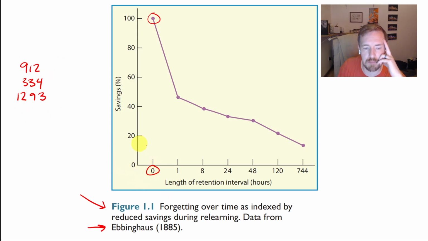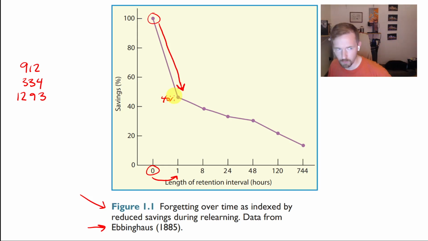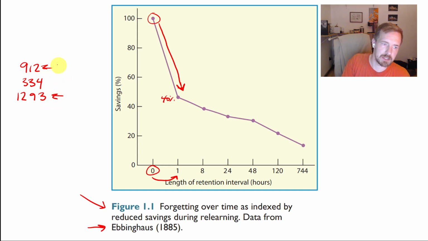So if you get this number and then you have to wait a full hour, you can see that most people's accuracy drops down to about 40%, which is pretty embarrassing, right? They've forgotten most of that number already. Maybe they remember this piece, or maybe they remember this piece down here.